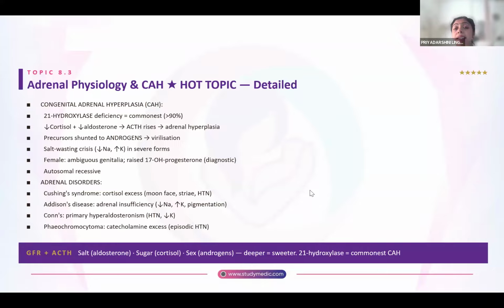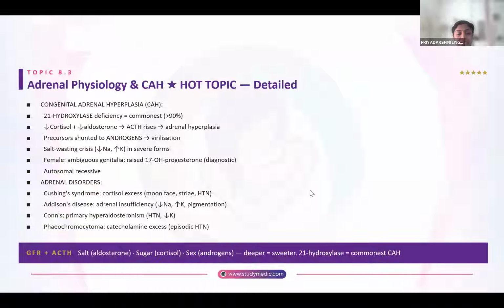Now, looking into the other adrenal disorders, as I told, named syndromes. Named syndromes are a common thing that you see in endocrinology. Now, you have Cushing's syndrome. What is Cushing's syndrome? This is because of excess amount of cortisol. The classical features here are going to be that the individual is going to have moon face, striae in the body, and hypertension is quite common here.